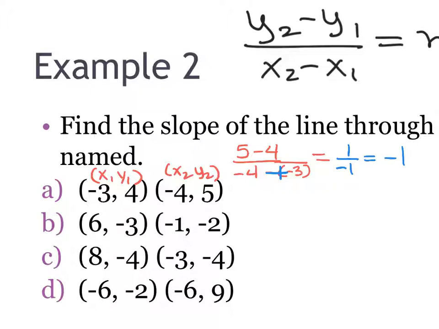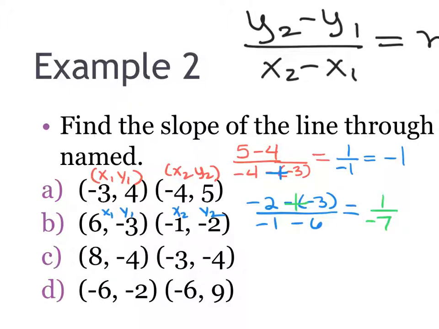Let's try the next one. Again, label it x1, y1, x2, y2. Subtract. Negative 2 minus negative 3, negative 1 minus 6. Do your keep flip change here. This turns into a plus sign, and you get 1 over negative 7.